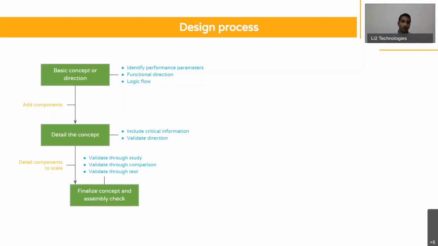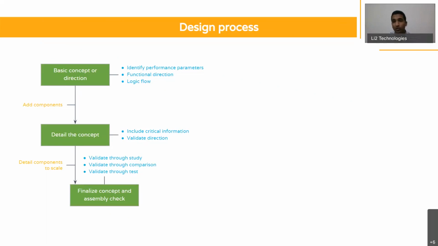So once you detail the concept, you move towards finalizing the concept. You finalize the concept, you finalize the assembly check. So you detail the components to scale. For example, if earlier you just said I need a gearbox to do this, as you finalize the concept, you start adding the physical dimensions also to the components. You start building it to scale. And as you're doing that, yes, quite often it happens that we may not have the necessary information or necessary skill to say this would work or this wouldn't.